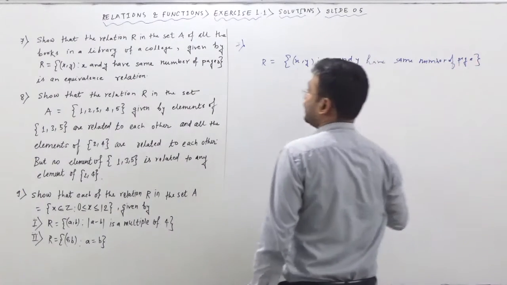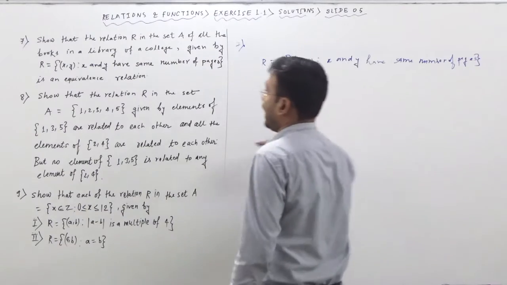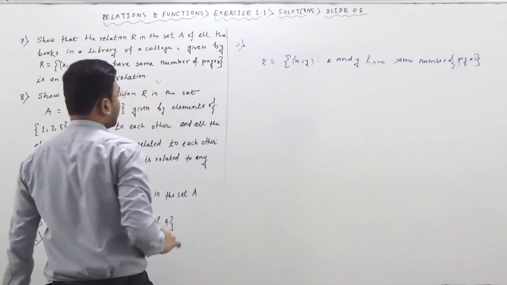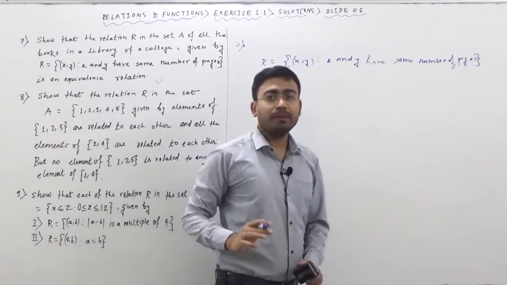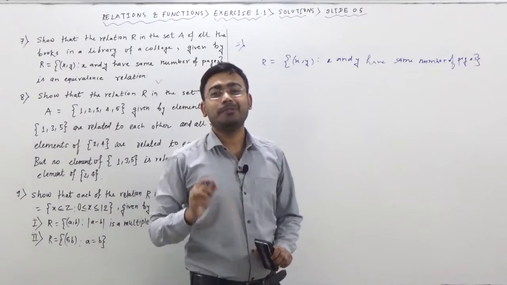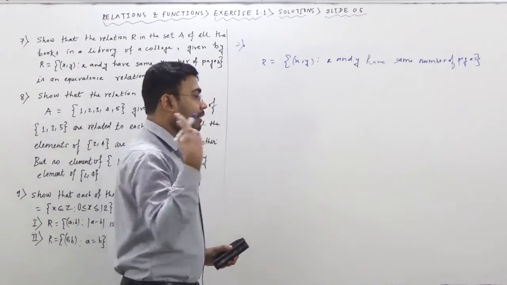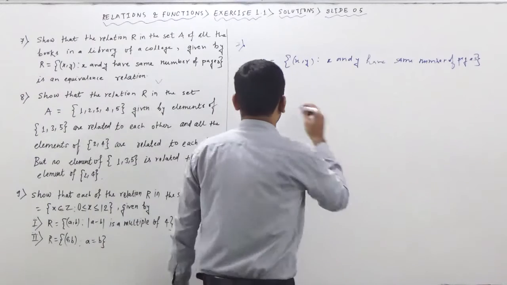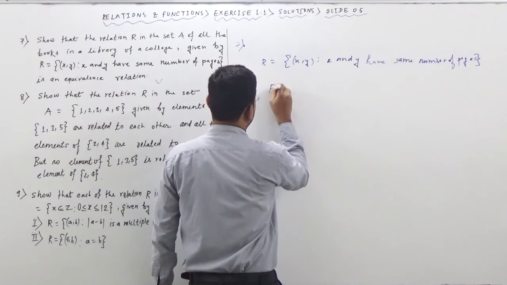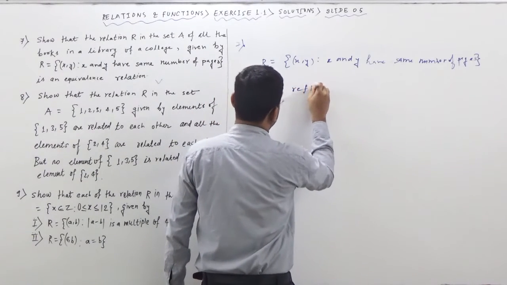This is what is an equivalence relation. That's what you have to prove. If this relation is going to be an equivalence relation, what do we have to prove? We have to prove this relation is reflexive, symmetric, transitive. Yes or no? Very good. So we'll check for reflexive relation.